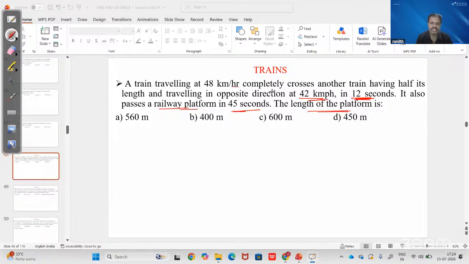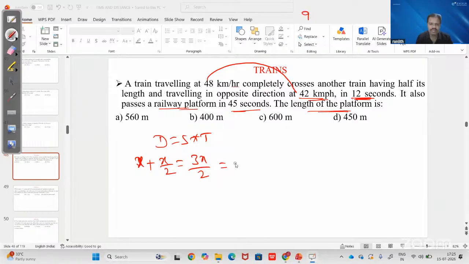Initially, a train is crossing another train of half its length in the opposite direction, where the distance equals speed into time. Length of the train we don't know, so that will be equal to x. Another train, its half length, will be equal to x by 2. x plus x by 2 equals 3x by 2. Both of them are traveling in the opposite direction. When both of them are in the opposite direction, we need to add the speeds. So that will be equal to 90, 90 into 5 by 18, crossing each other in 12 seconds.